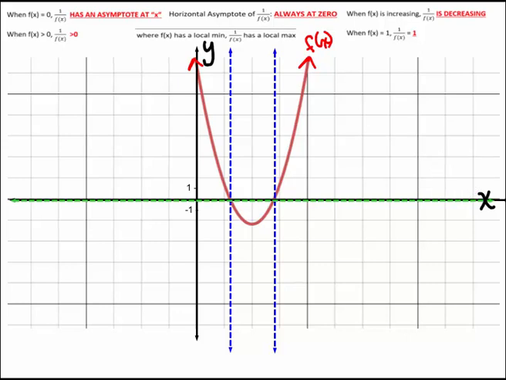But the key is to recognize that really I'm only interested in horizontal asymptotes at extremely large values of x or extremely large negative values, negative 10 billion, things like this. In the middle of the graph, it turns out that the horizontal asymptote can be passed through. We'll see that in some examples later on.